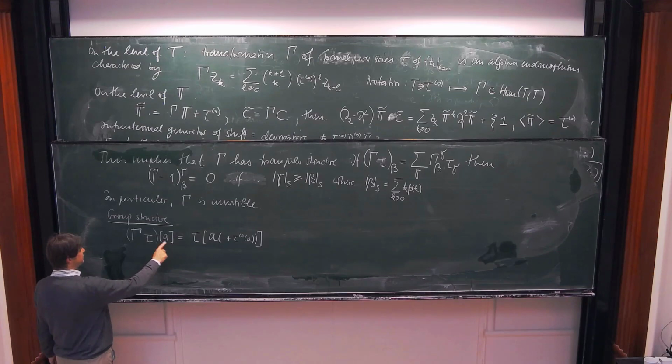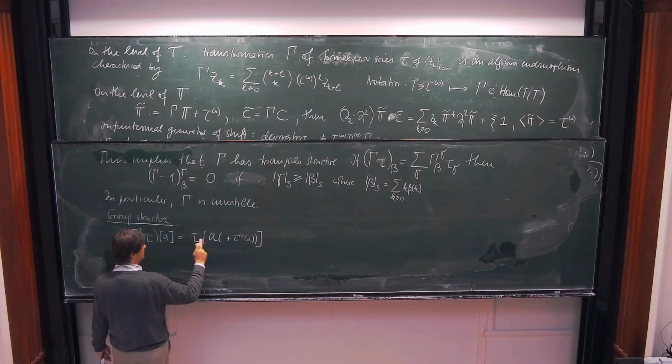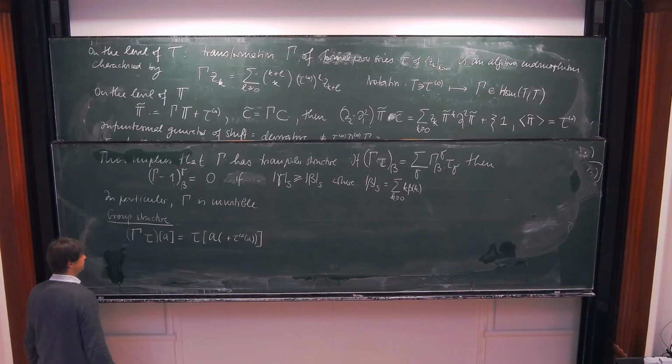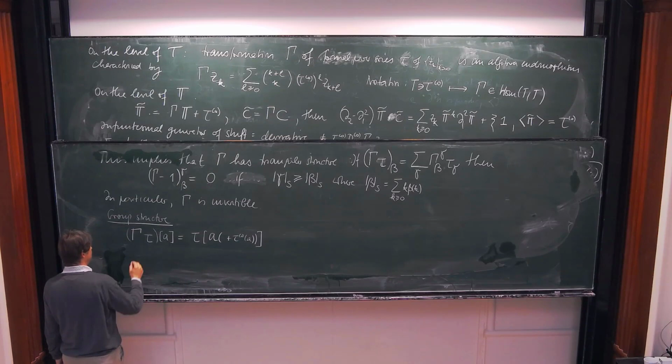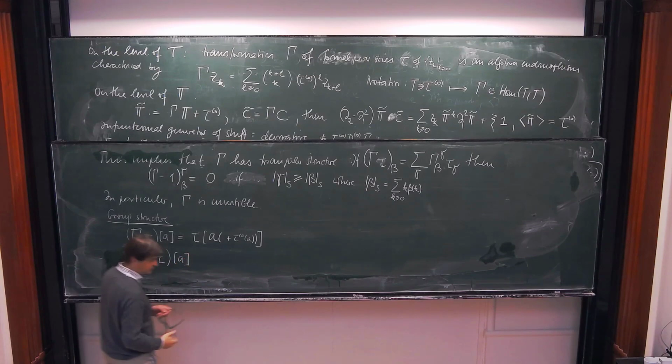power series. If you identify formal power series as functionals of A, then it's what you get when you shift A by something which may depend on A itself. And that in fact will be important, that it's allowed to depend on A itself. And now what happens if you look at the composition of two transformations, and you apply it to A.